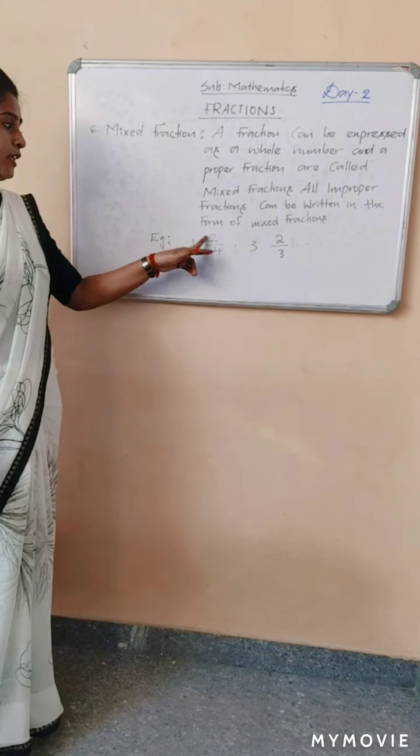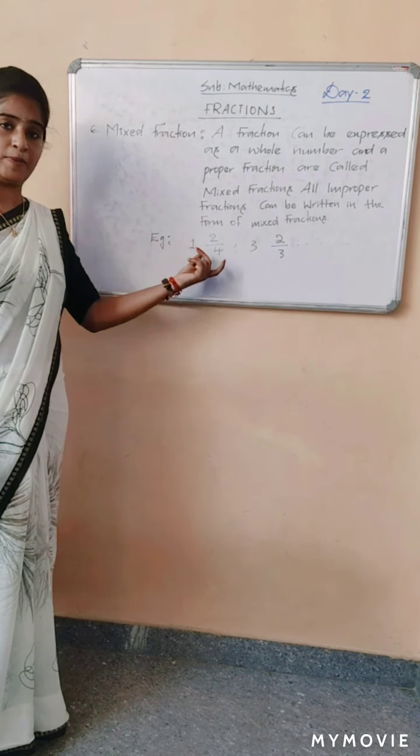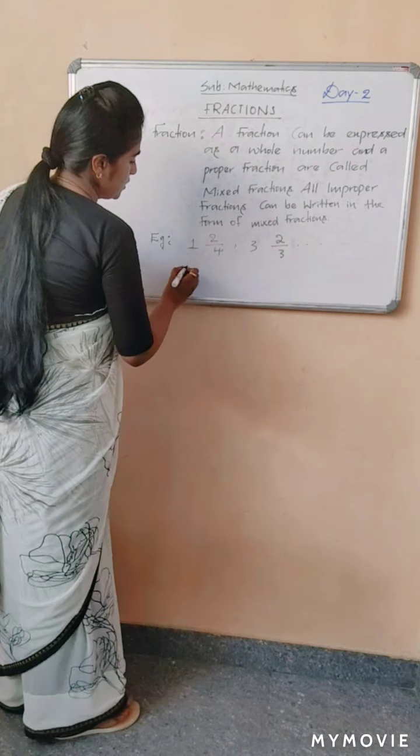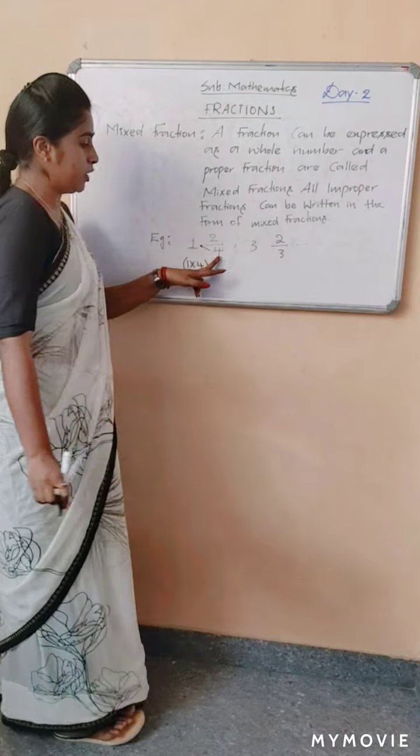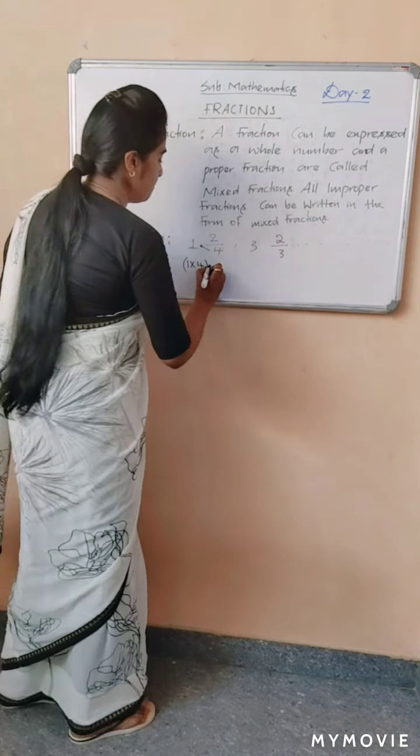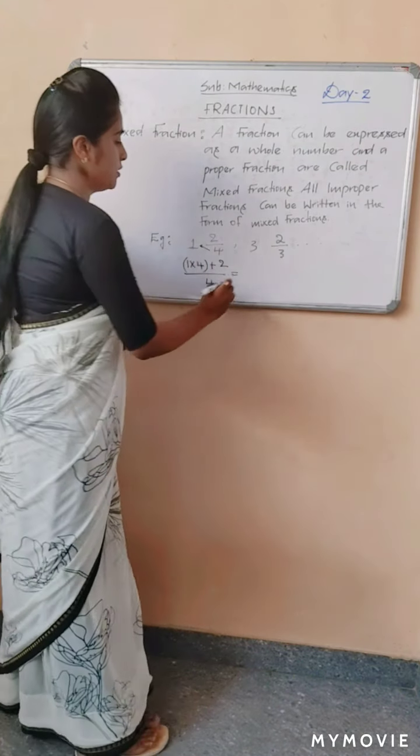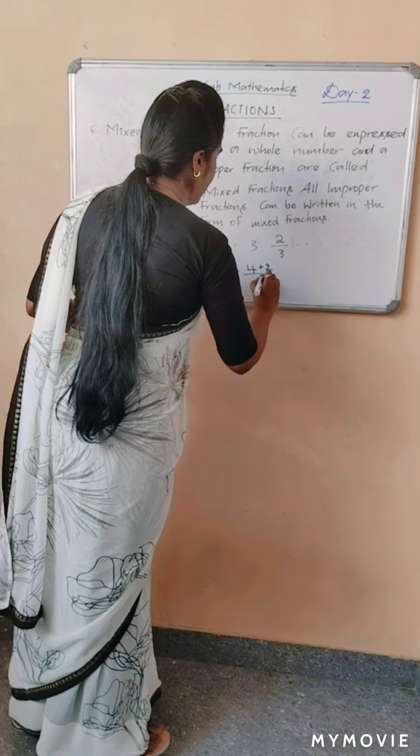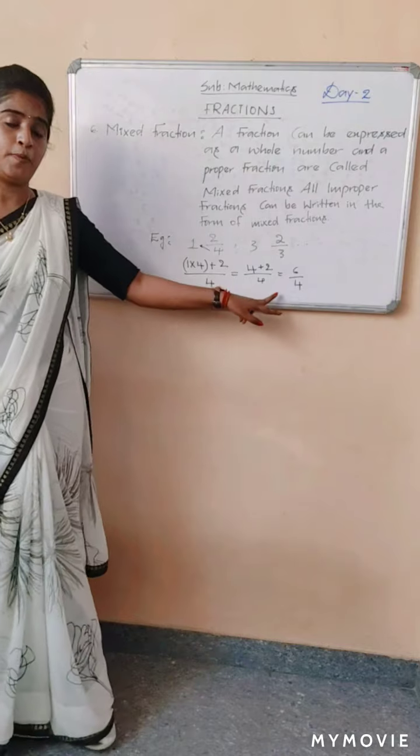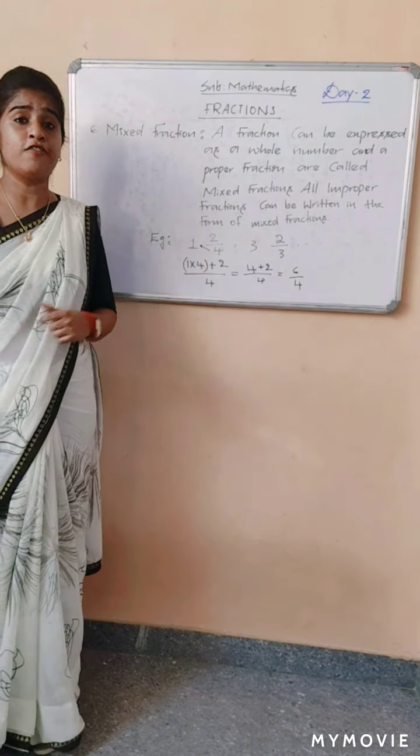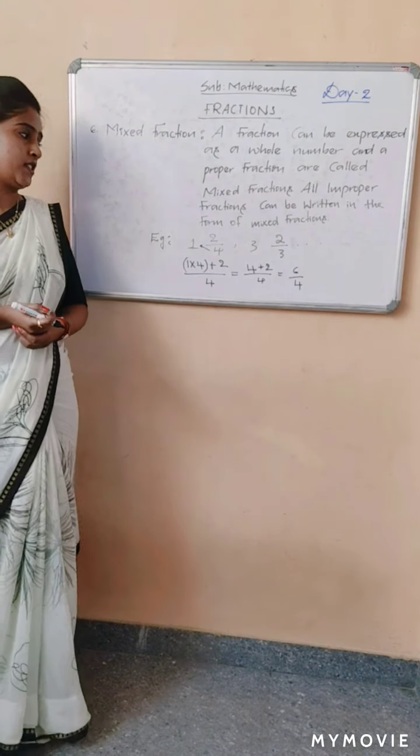A proper fraction is nothing but what? The numerator should be less than the denominator. So if I convert this into a normal fraction, it will become an improper fraction. Let's have a look. That is 1 into 4. So here the denominator should be multiplied by the whole number, plus 2 by 4, which is equal to 4 plus 2 by 4, which is equal to 6 by 4. If you observe, the numerator is greater than the denominator. So I can say this fraction is an example of an improper fraction. So all the mixed fractions can be written as improper fractions.